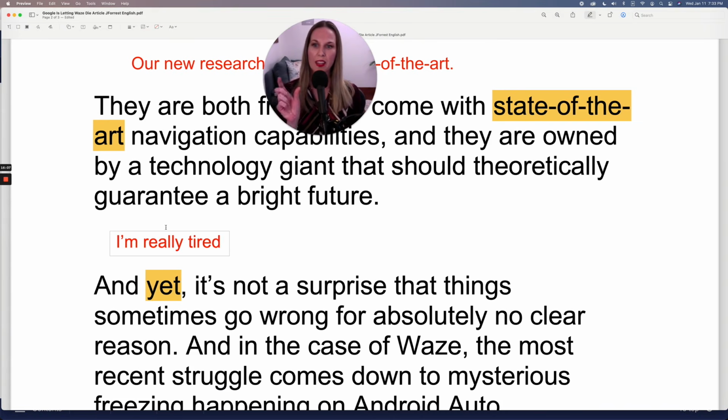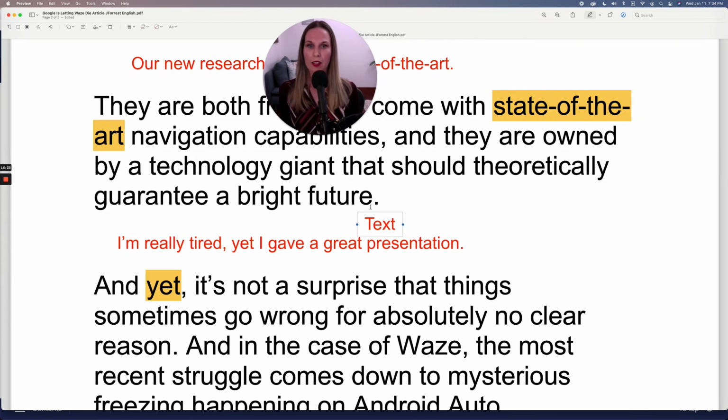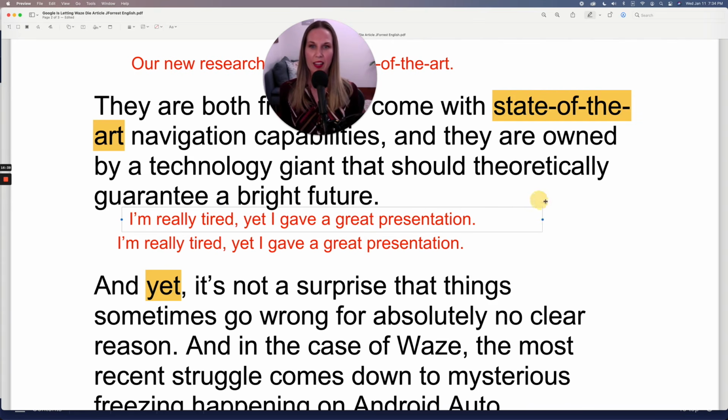For example, I could say, I'm really tired. Let's just consider this a negative. I'm really tired. Now, I could say something more positive, more contrasting. Yet, I gave a great presentation, because it might surprise you to think I gave a great presentation when I'm really tired. So there's that contrast. Another example could be, I'm really tired, yet, what could I say? Yet, I went for a jog.